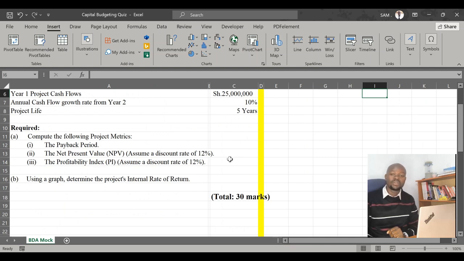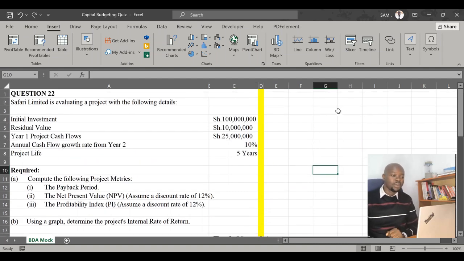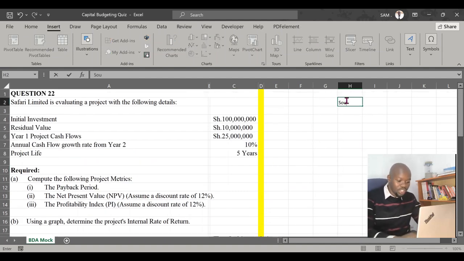Required, compute the following project metrics: a payback period, net present value, assuming a discount rate of 12%, profitability index, assuming a discount rate of 12% also. Then, using a graph, determine the project's internal rate of return, totaling to 30 marks. So there we go. I would want us to do a solution here.